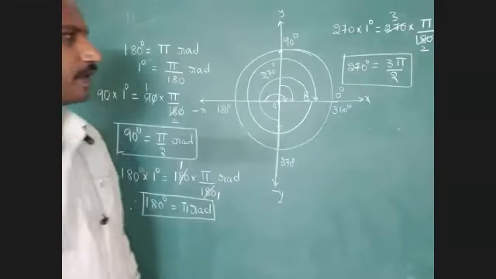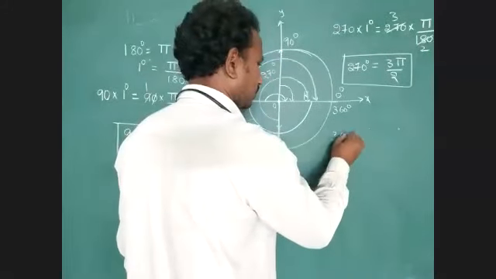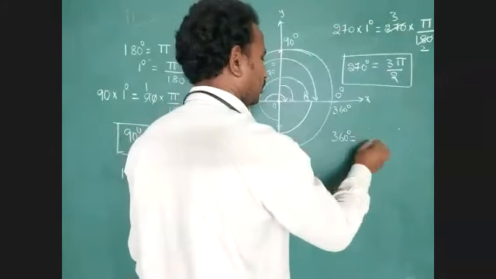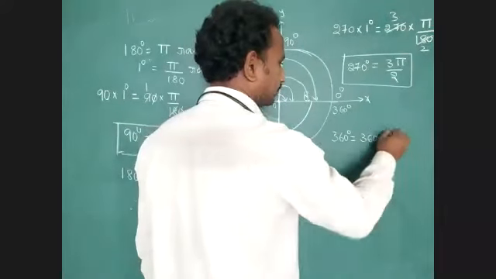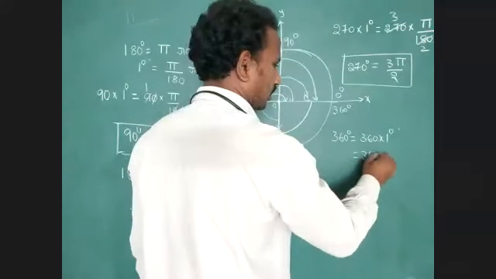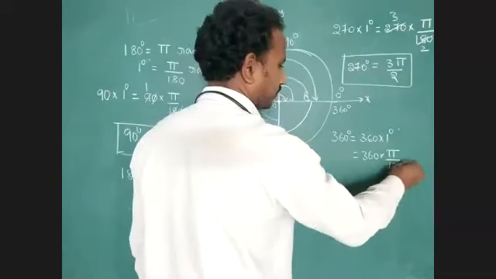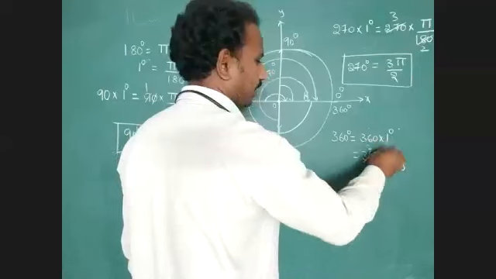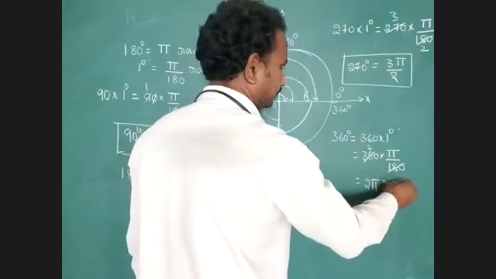Next you have to find out 360 degrees. 360 degrees equal to 360 into 1 degree. The value of 1 degree is pi by 180. 180 once is 180, 180 twice is 360, so that is equal to 2 pi radians.